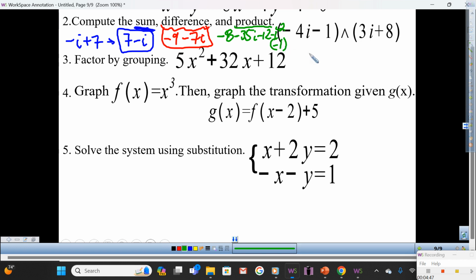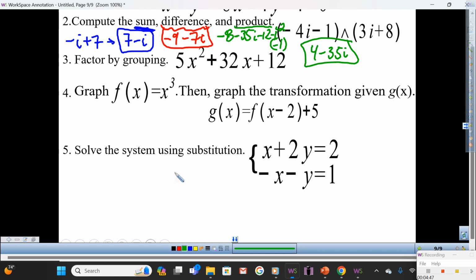So this is negative 12, was it negative 12I squared? Okay, negative 12I squared. So this is 12 minus 8, so that is 4 minus 35I. Looks about right. Hands if you got something like that. All right, let's go to number 3. Factor by grouping.